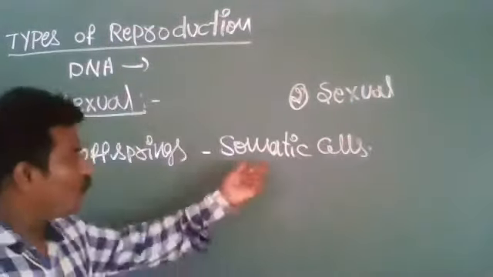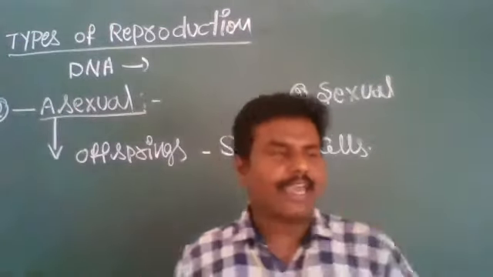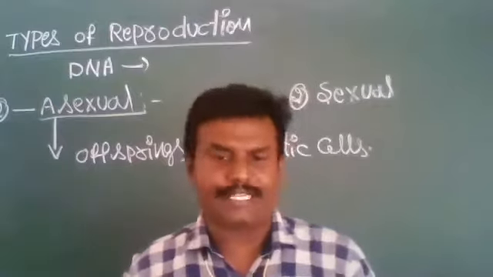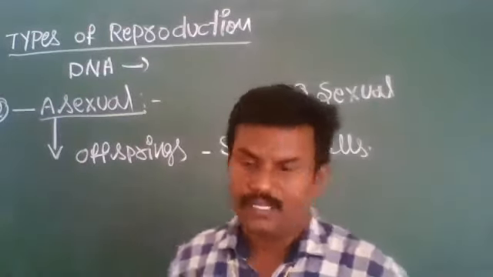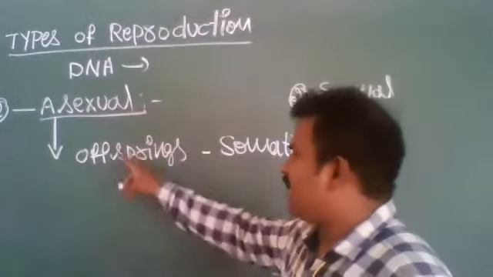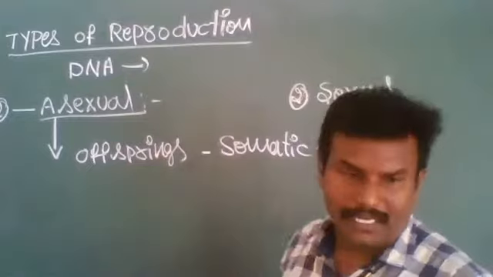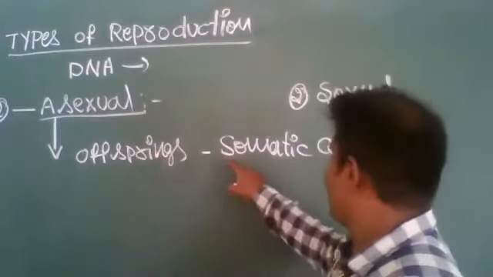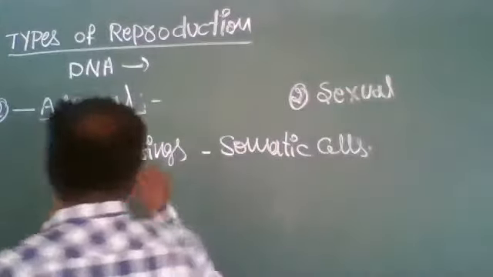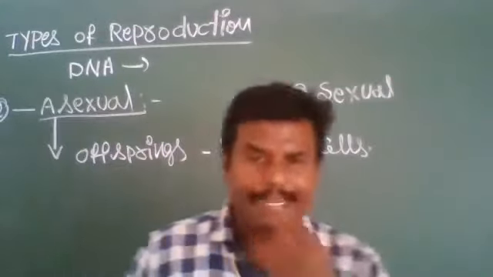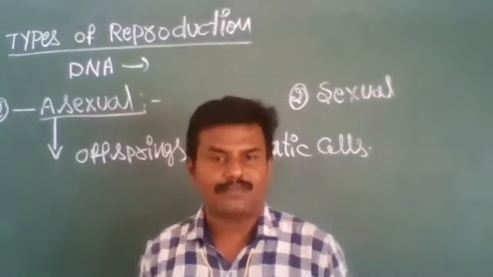Somatic cells means what? Other than reproductive cells, all the remaining parts are called somatic cells. So the offspring formed as a result of asexual reproduction are formed from somatic cells, and these offspring are identical to the parental organisms.